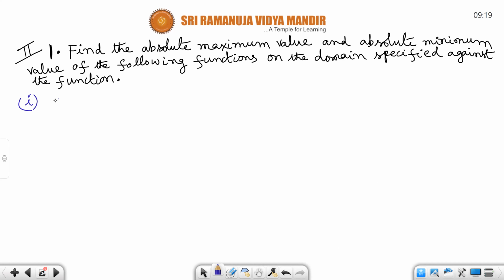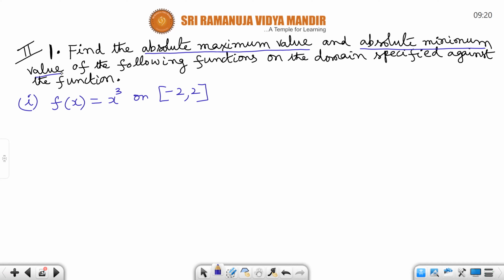f of x is equal to x cube on -2 to +2. Actually for x cube, the domain is R, the complete set of real numbers, but he has given a limited domain, -2 to 2 only. In this domain, what you have to find is the absolute maximum value and also the absolute minimum value.